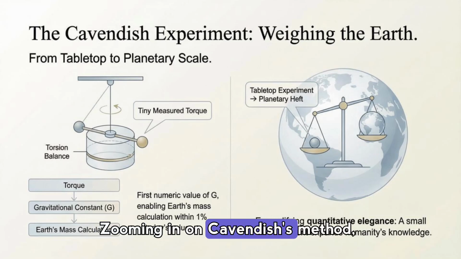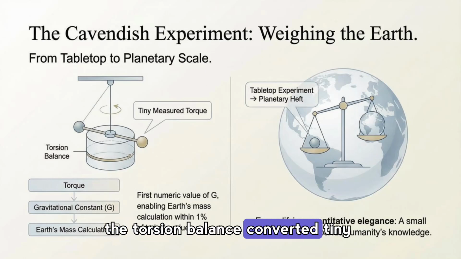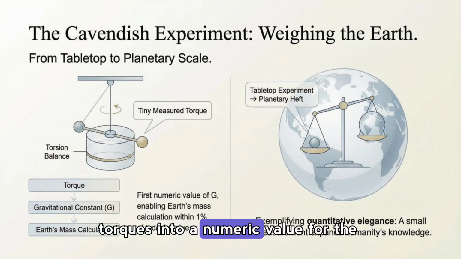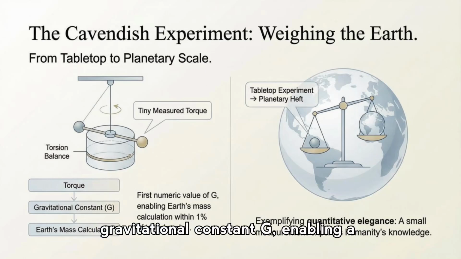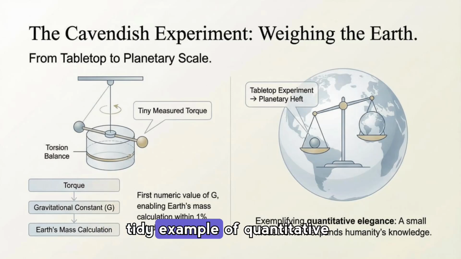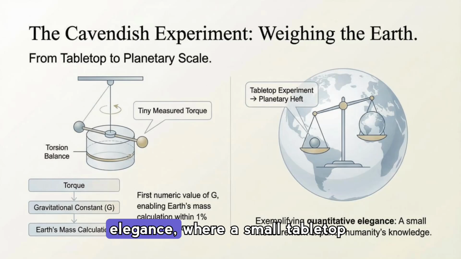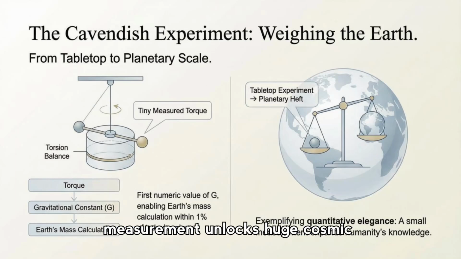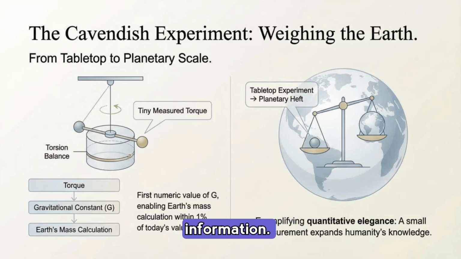Zooming in on Cavendish's method, the torsion balance converted tiny torques into a numeric value for the gravitational constant G, enabling a planetary mass estimate within 1% of today's value. This is a tidy example of quantitative elegance, where a small tabletop measurement unlocks huge cosmic information.